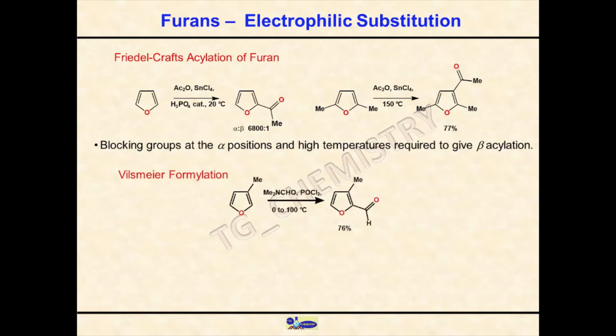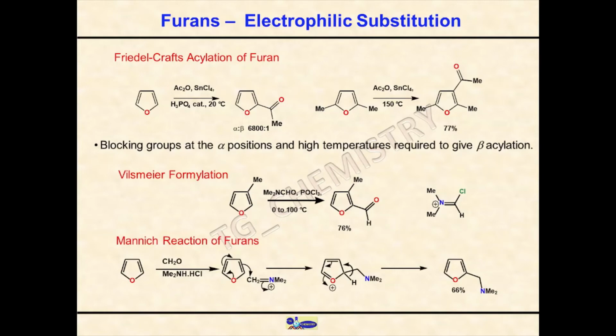Next comes the Vilsmeier formylation of furan derivatives. When 3-methyl furan reacts with N,N-dimethyl formamide in the presence of phosphorus oxychloride, that will yield 76% of the 2-formyl furan derivative. Now the working intermediate in the beginning should be like this one. I will come into detail when I talk about the electrophilic substitution or the Vilsmeier formylation of pyrrole. I will explain the mechanism in detail for that.